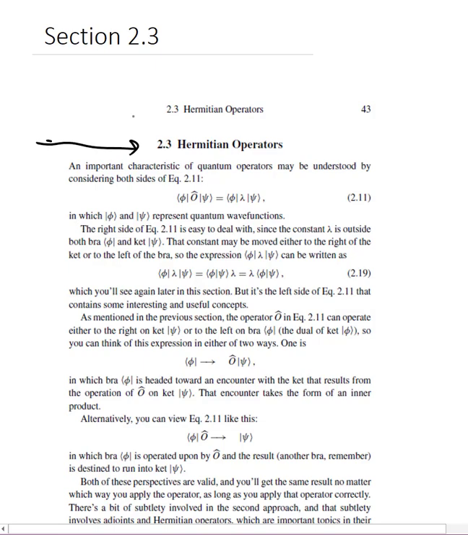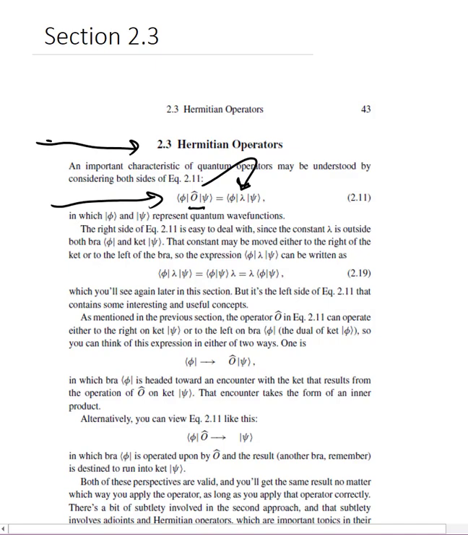If you looked at the last section, you saw that there was quite a bit of discussion about an expression like this, which involves bra phi, then an operator O, and ket psi, in which case phi and psi represent quantum wave functions, and these are both eigenkets of operator O. We said in the last section that if we apply that operator to psi, we know what it yields. It yields a constant times psi, so we write it like that.